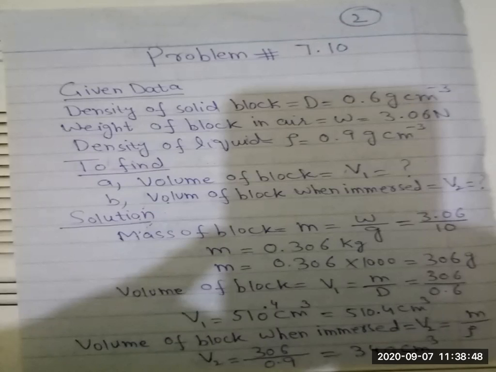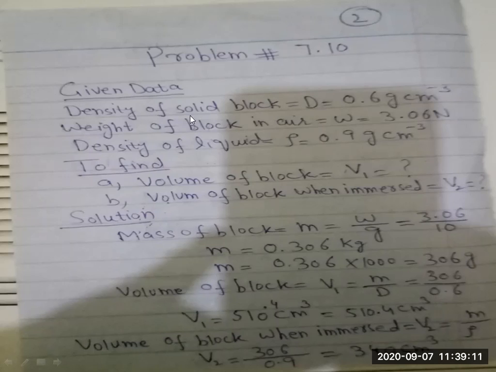A solid block of wood has a density, which I denote with capital D. The solid block's density is given as 0.6 gram per centimeter cube. The weight of the block in air is 3.06. These are all the things given to me.